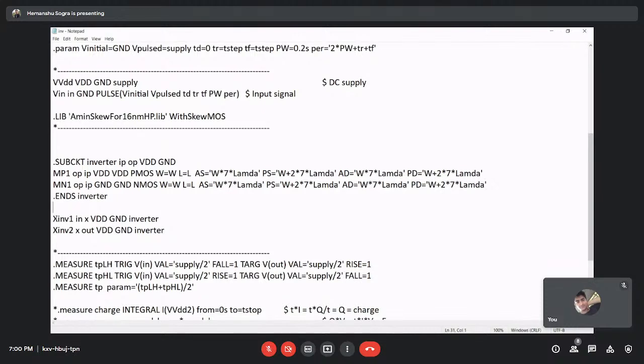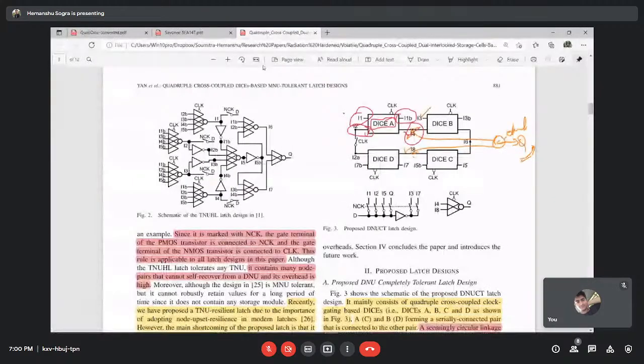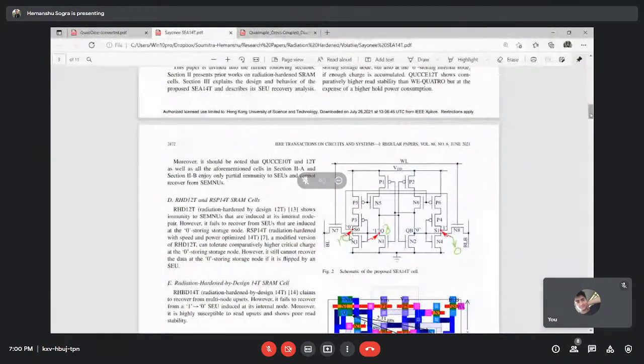The inverter, the charge I was saying. The charge I told you about is a kind of integration. In the paper I found, I told you that you have to integrate the current, right? Charge equals the integral of current. I equal to dq by dt, so q equals the integral of I dt, right? That is the standard method.